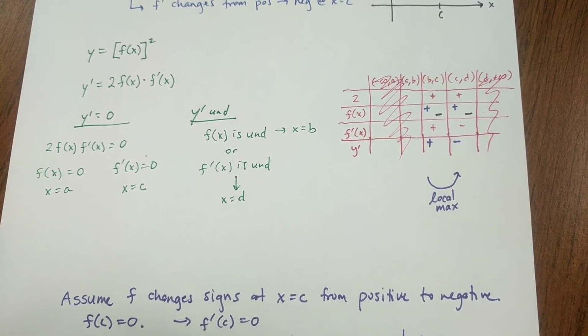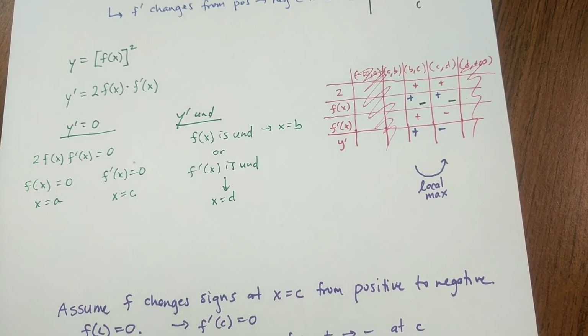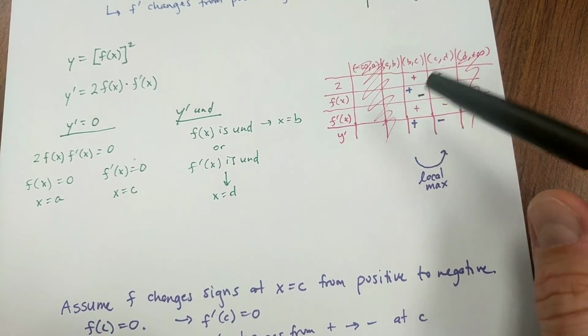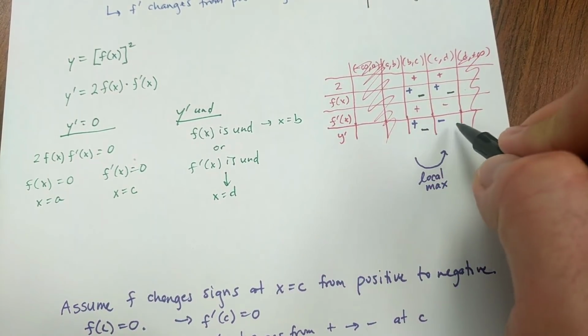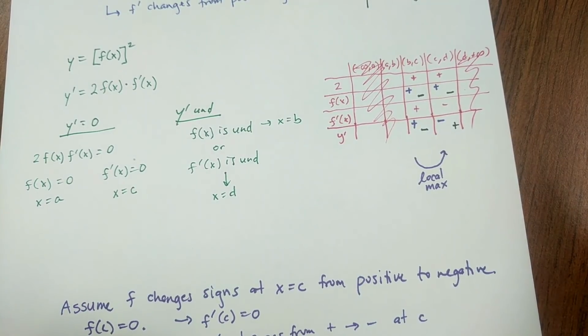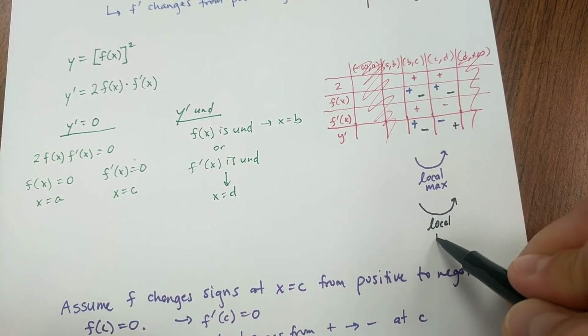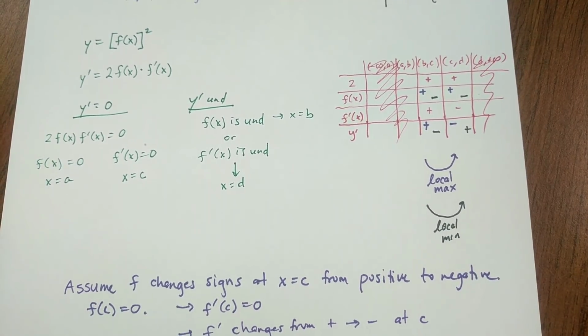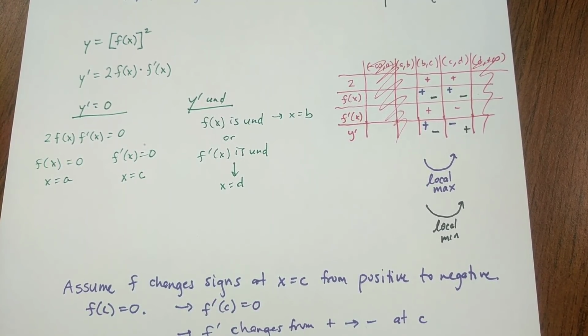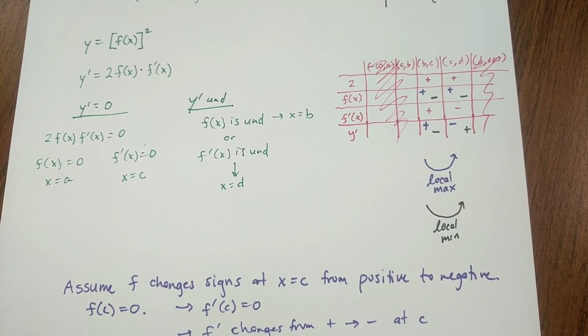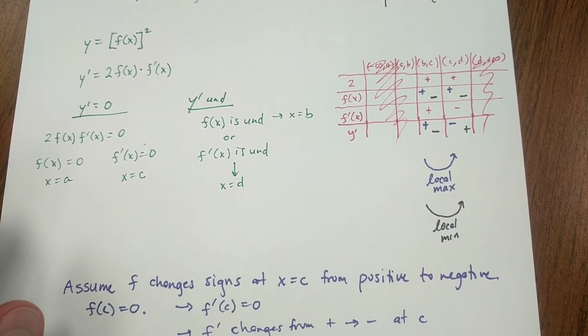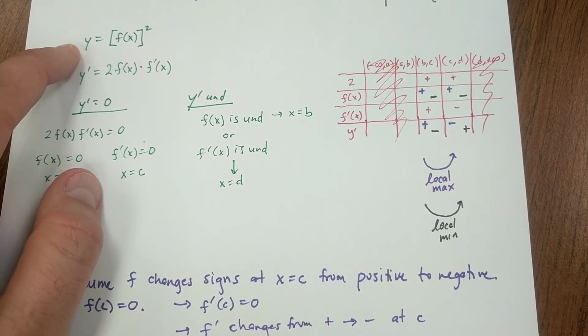Okay, the other scenario though was, what if f took on negative values there? Well, then it would actually be the opposite here. It would go from being negative to positive, which actually means that this function is taking on a local minimum there. To remind us, the function we're thinking about is the square of f.